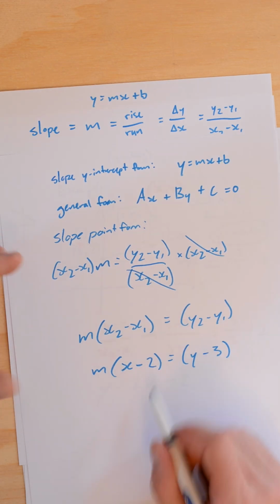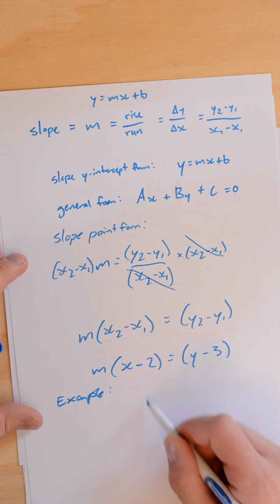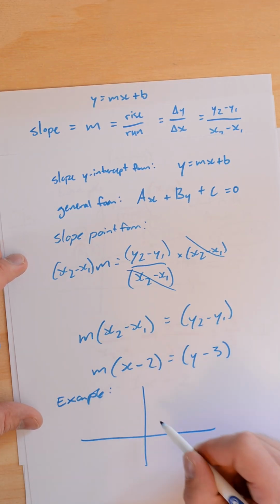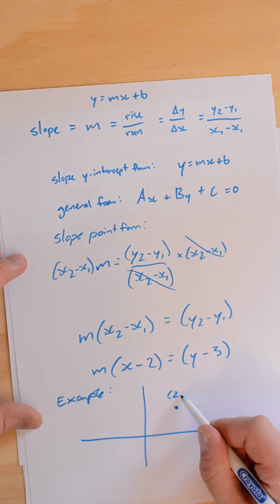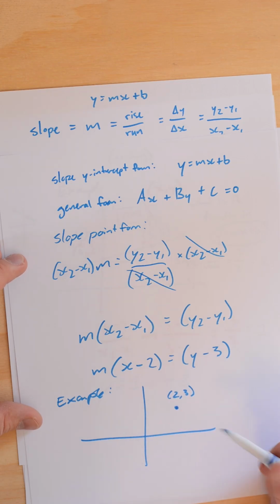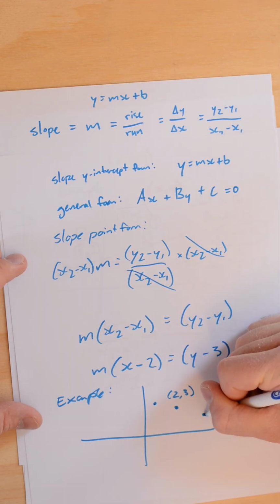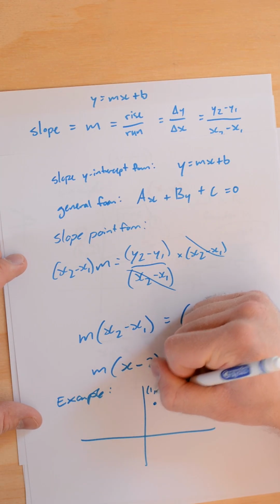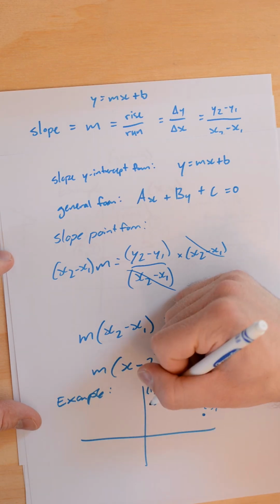Then when we're asked to find the slope, for example, this is an equation in slope point form, and the point that we have is (2, 3). We're asked to find the slope. And maybe we have some other points. Maybe we have (1, 4), and maybe we have (3, 2) as other points on our graph.